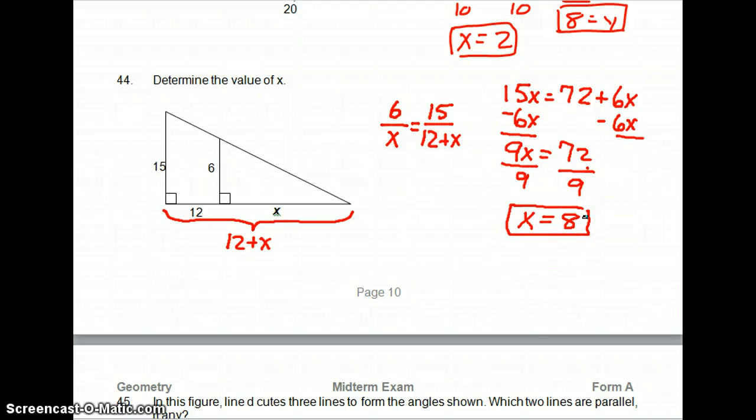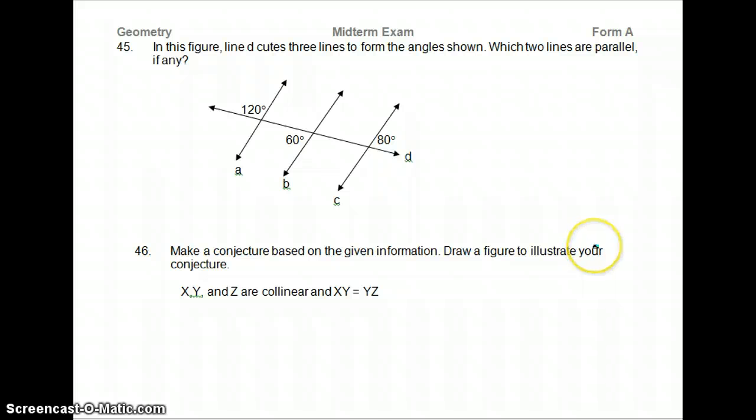That's 44. 45. This figure, line D, cuts 3 lines to form the angles shown. Which 2 lines are parallel, if any? We've got a 120 here. We know next to 120 has to be 60. Across from this has to be 60. And so this will have to be 120. 120, 60. So these match. It's going to have to be 100 down there, so that one doesn't. So we're going to say A and B. So A is parallel to B.